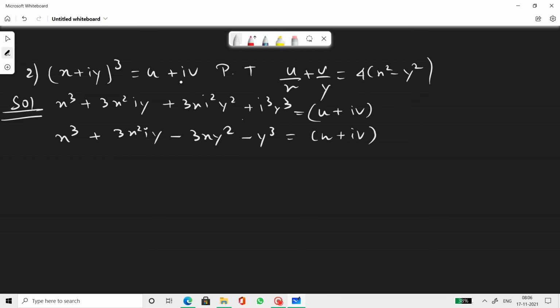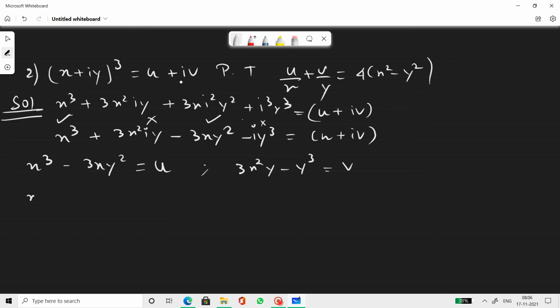Now equate the real terms. What are the real terms? This and this are real. So x³ - 3xy² = u. Then equate the imaginary terms, the ones that have i. Sorry, I left an i here. So there is an i here. So you get 3x²y - y³ = v.